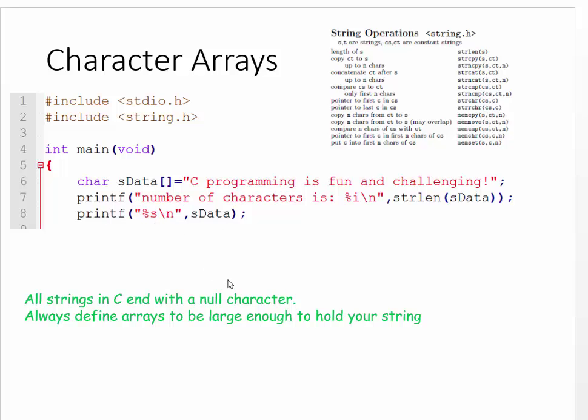All strings in C end with a null character. So after this exclamation point up here, there is a null character that you cannot see. So you have to be careful when you define a length for this character array that your length accommodates the array of characters that you want to put into it.